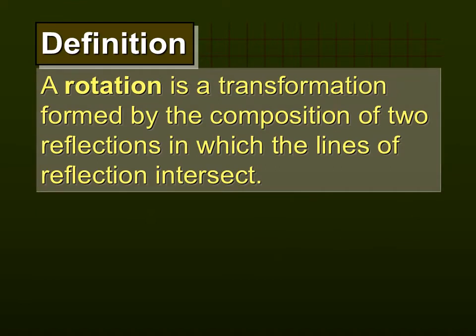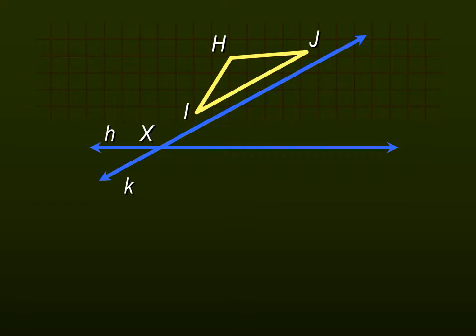Okay, so now let's talk about the word rotation. So a rotation is a composition of two reflections, except this time, the lines aren't going to be parallel. The lines are going to intersect. Okay, so what that looks like. We've got two lines of reflection. Here's one, and here's the other. Notice that they are not parallel. These lines intersect each other right here at X.